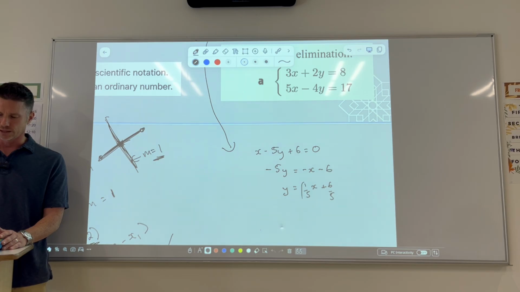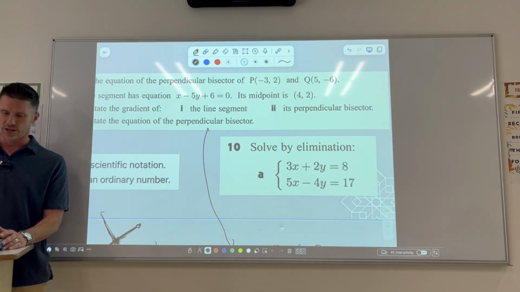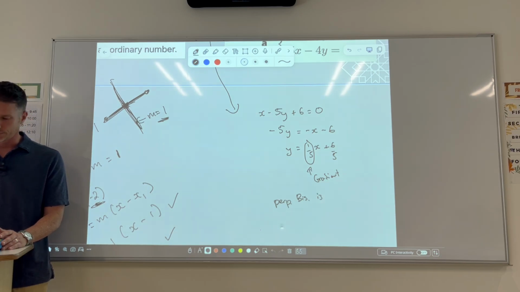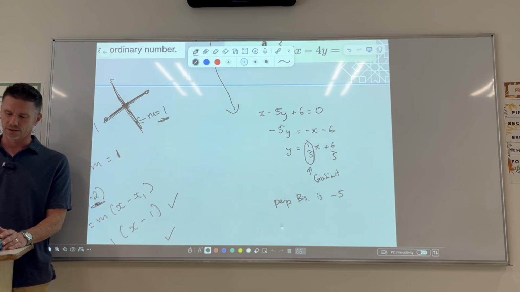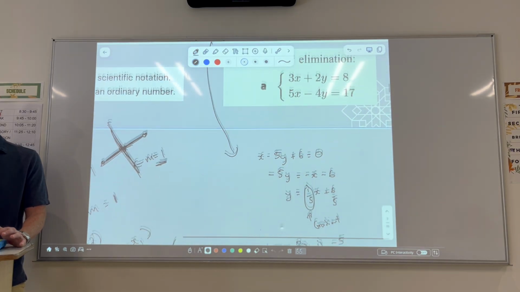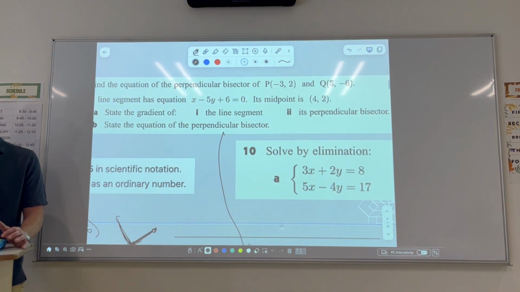So I can read the gradient then. This is the gradient. And the gradient is 1/5. So that's the first part of the answer. So give yourself a point for that, for the gradient of the line segment. And the gradient of the perpendicular bisector is, what is it? Negative 5. Flip it upside down, change the sign. Okay. And that's the second answer. Okay, that was it? Oh no, state the equation of the perpendicular bisector.